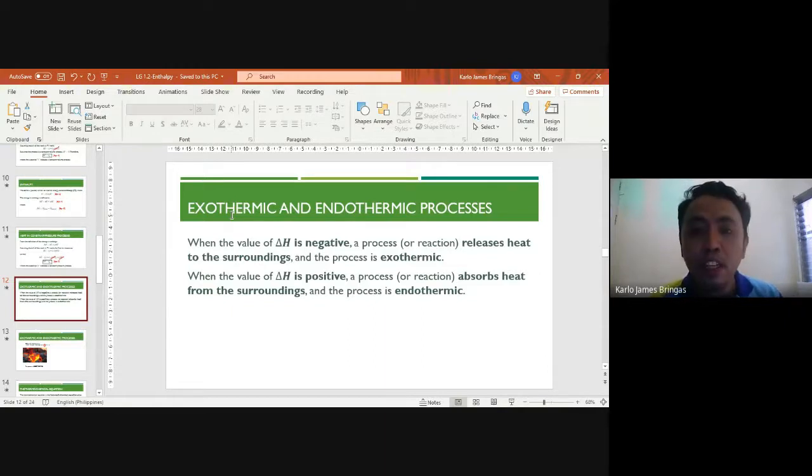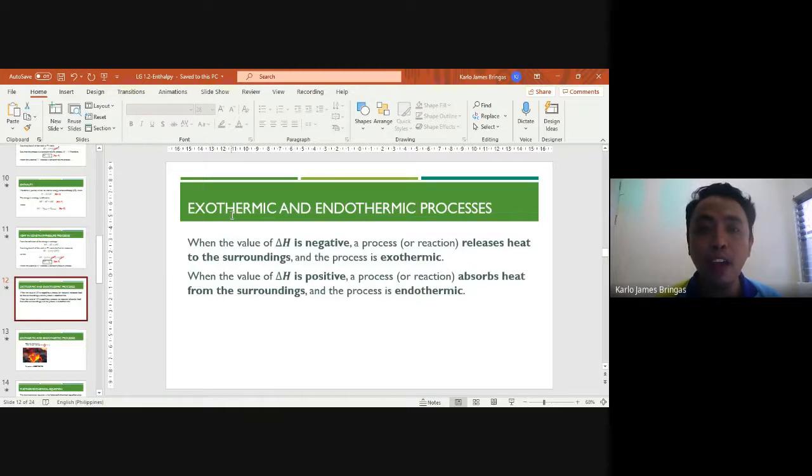So in experiments, you can actually determine whether an exothermic or endothermic process is taking place just by touching the container in which the chemical change is happening. Pag exothermic process, you feel na habang tumatagal, it seems like the container on which the reaction is occurring gets hotter and hotter. That is a manifestation that heat is being released to the surroundings. And that's how you know na you have an exothermic reaction.